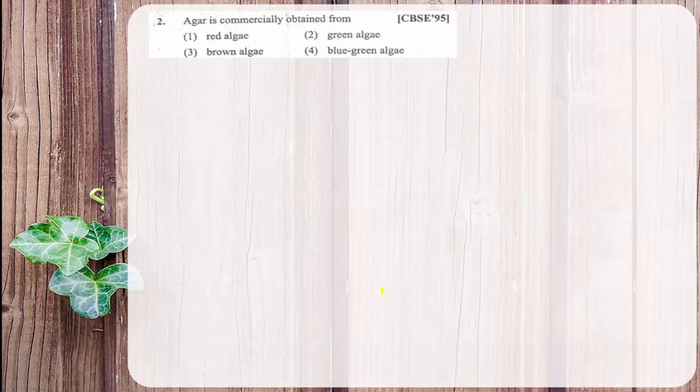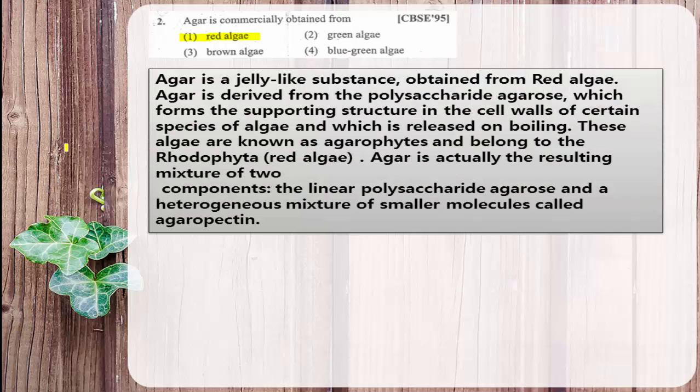Then moving to the next question. Agar is commercially obtained from which algae? Agar is obtained commercially from red algae. It is very much used in the production of commercial substances like jellies, even in ice creams.